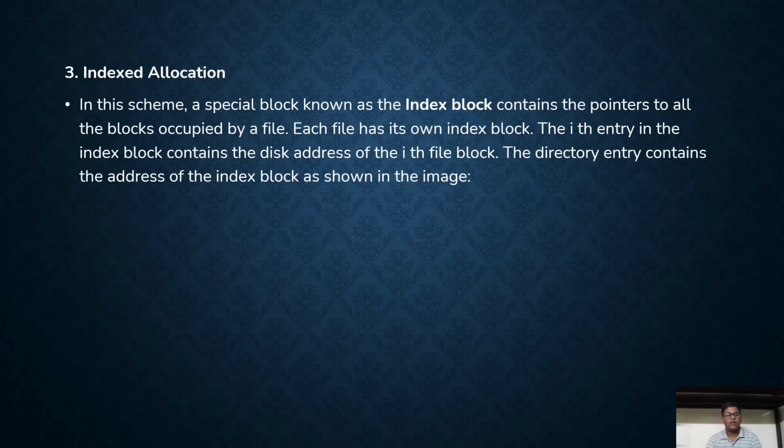Index allocation: in this scheme, a special block known as the index block contains pointers to all the blocks occupied by a file. Each file has its own index block. The ith entry in the index block contains the disk address of the ith file block. The directory entry contains the address of the index block as shown in the image.